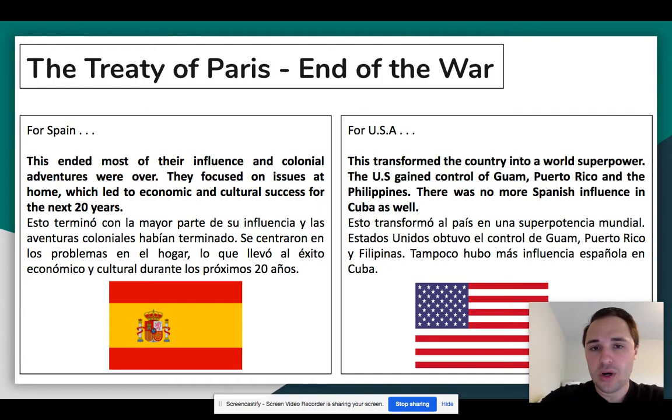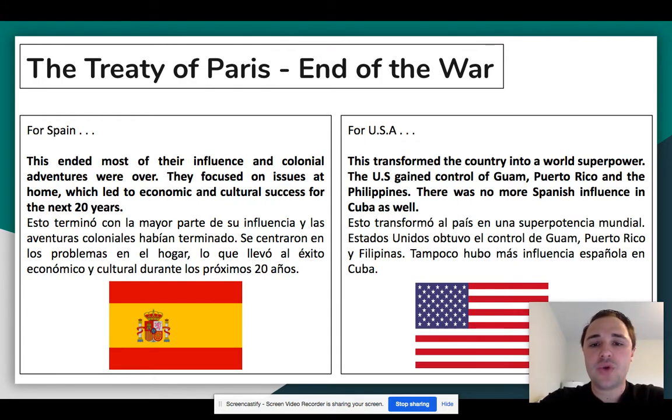Now, the effects of the war did pave the way as far as on both sides. It did create a path for the United States to transform into a world superpower. At the end of the war, the United States gained control of territories in that area in Central and South America, Guam, Puerto Rico, and the Philippines. And now there was no more Spanish influence in Cuba as well. So this war really ended any Spanish influence or colonies that they had at this time.